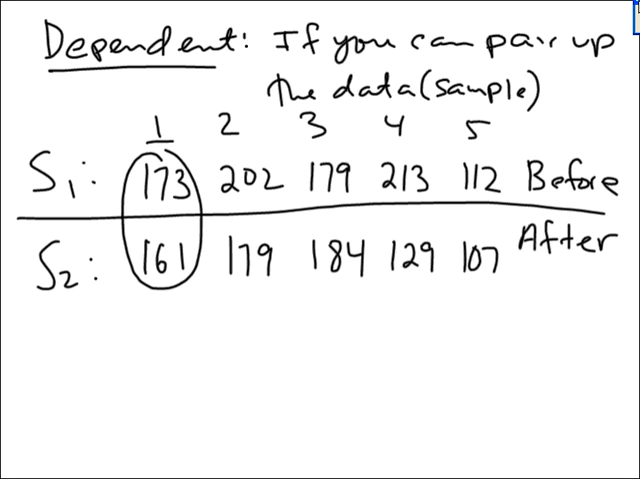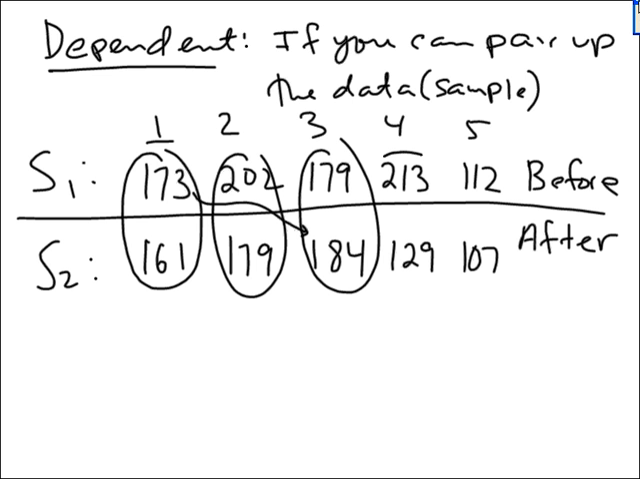You wouldn't really pair up the before weight for person 1 with the after weight of person 3. That just makes no sense. But if you can pair them up in a meaningful way, then we say that these two samples are dependent. A necessary condition, a must for two samples to be dependent, is that they have to have the same sample size. But that's not enough. If they don't have the same sample size, they can't possibly be dependent. If they have the same sample sizes, they might be dependent.